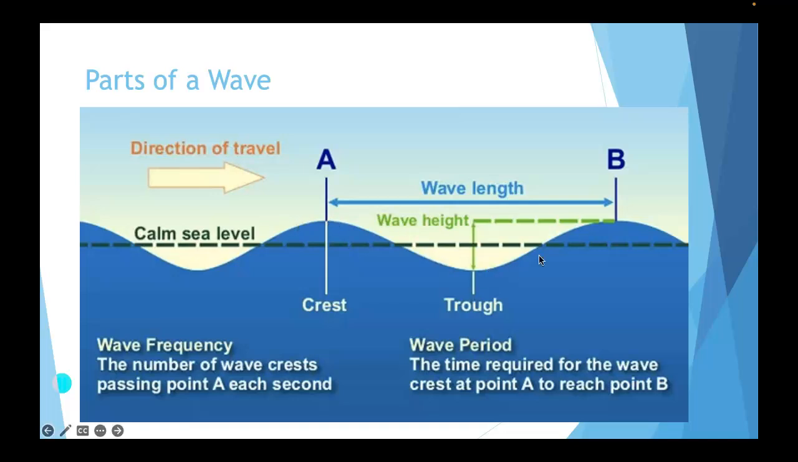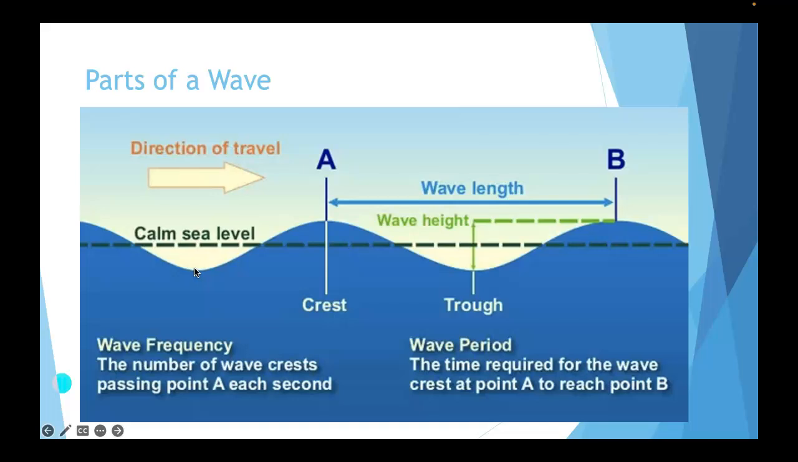So this is our wave. The top of a wave is a crest. The bottom of a wave is a trough. We usually draw this midline kind of right in the center. And then the distance from that midline to the crest or midline down to the trough is called the wave height. And a wavelength is the distance from crest to crest or trough to trough.